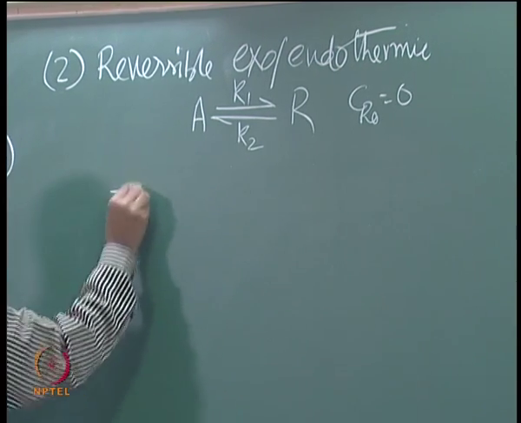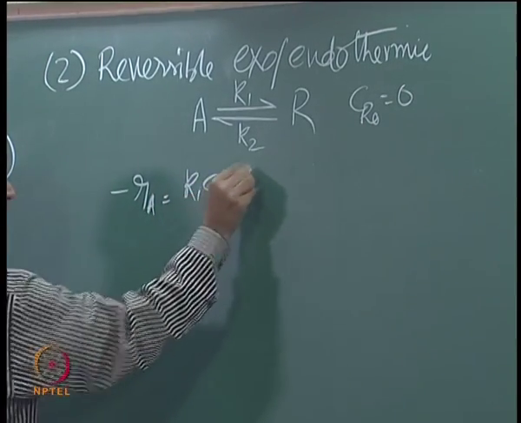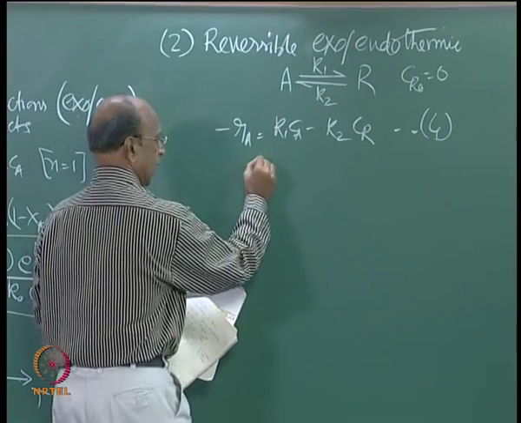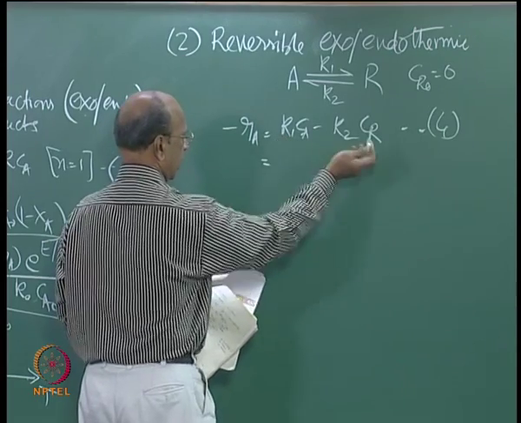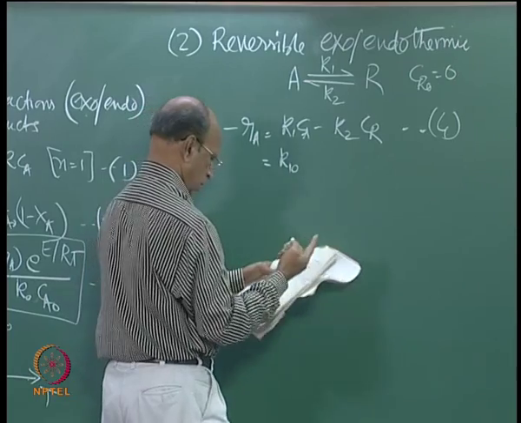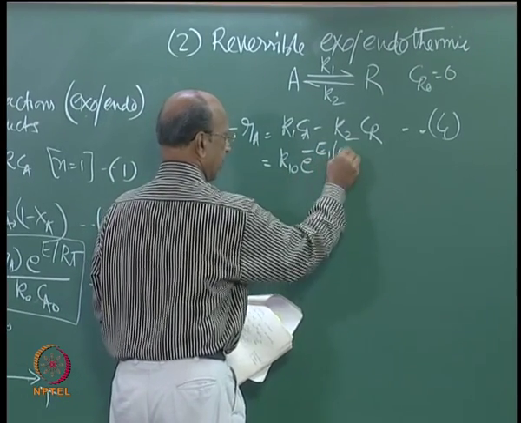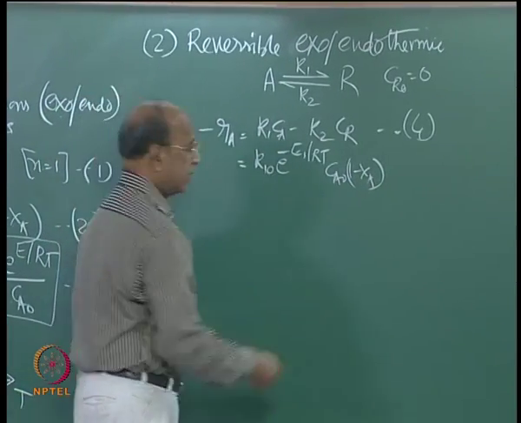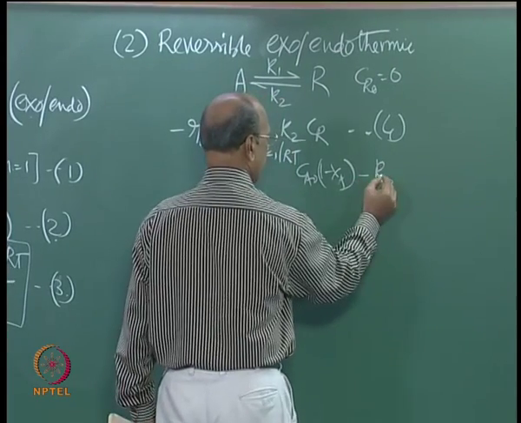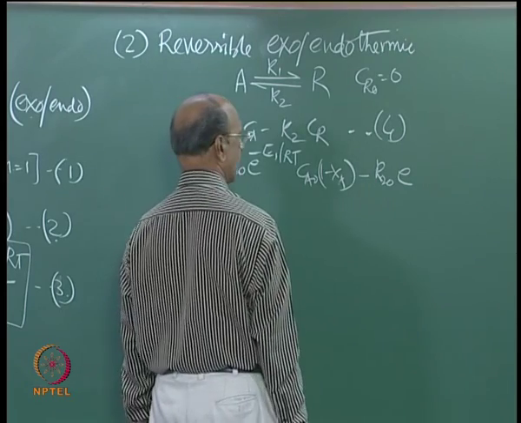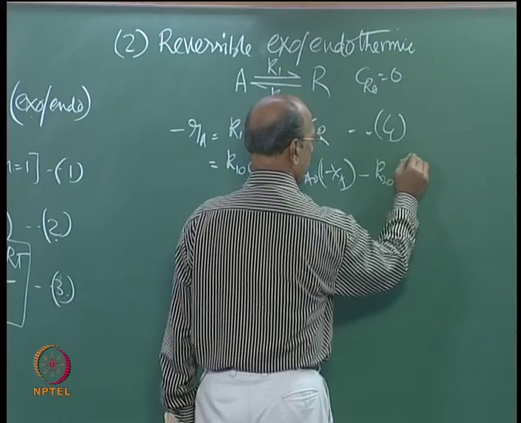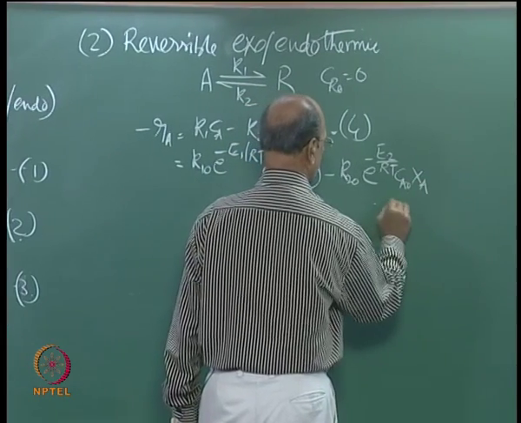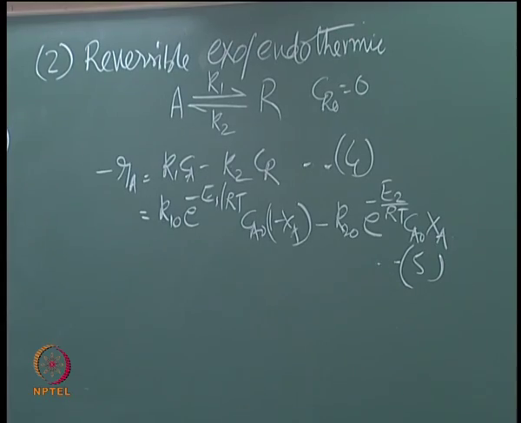Now, what is the rate equation here? Minus r a equals k 1 C a minus k 2 C r. So, this is equation number 4. This equation I can write in terms of the Arrhenius equation. This is k 1 0, e power minus E 1 by R T, into C a naught (1 minus x a), for the first part. Second part, k 2 0, that is the frequency factor, e power minus E 2 by R T, into C a naught x a. So, this is equation 5. This is minus r a.